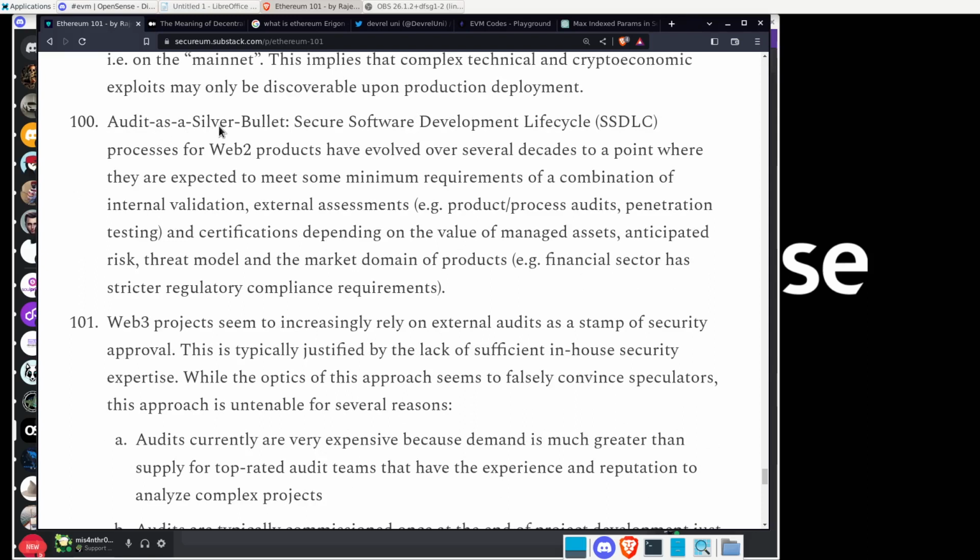Audit as a silver bullet. Security software development lifecycles have evolved over several decades to a point where they're now expected to meet some minimum requirements of a combination of internal validation, external assessments, and certifications depending on the value of the managed assets, anticipated risk, threat model, and market domain of the products.